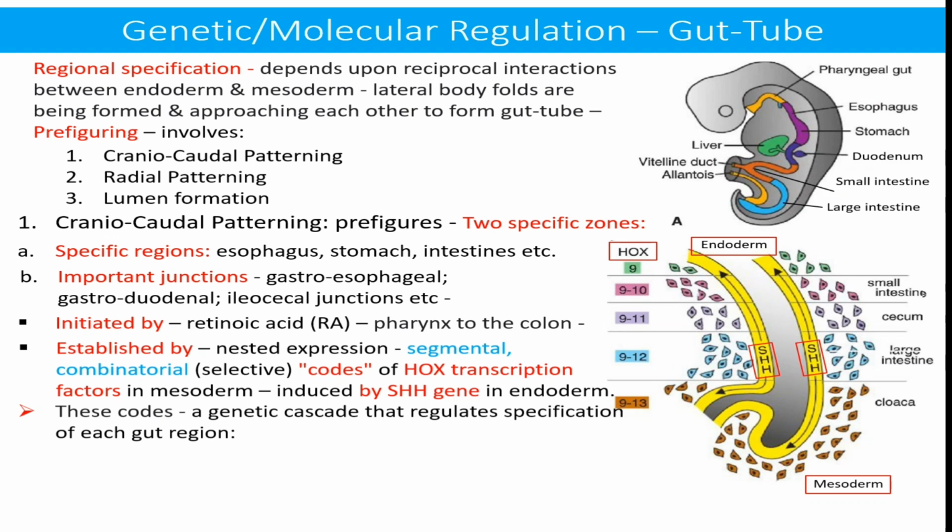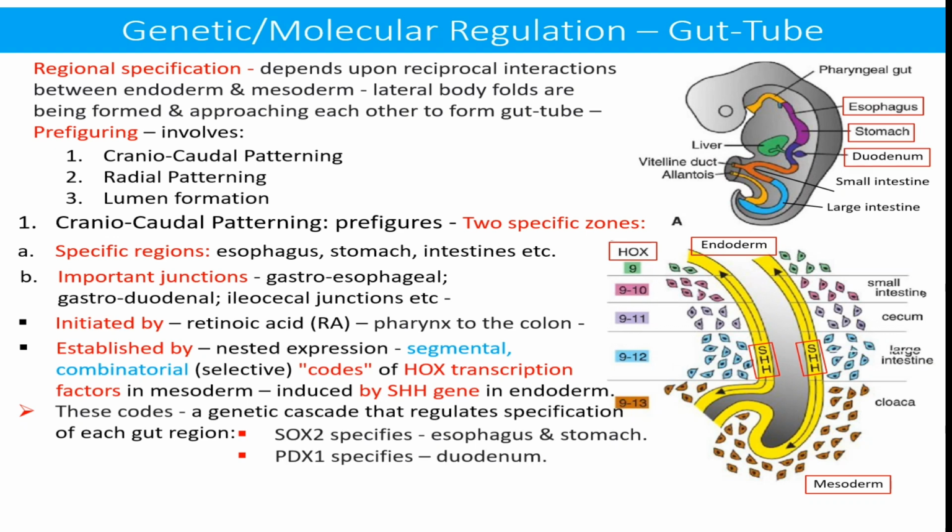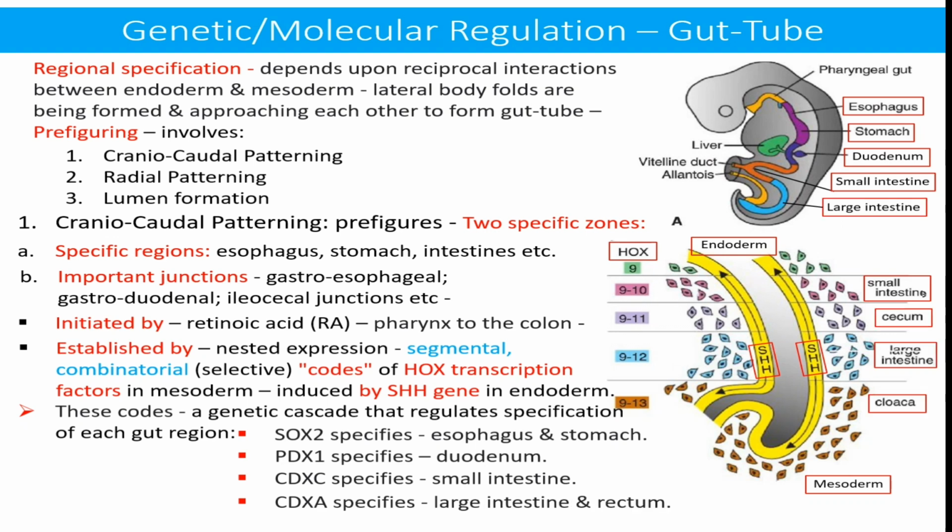These codes cause a genetic cascade that regulates the specification of each gut region, such as SOX2 specifies the esophagus and stomach, PDX1 the duodenum, CDXC the small intestine, and CDXA specifies the large intestine and the rectum.